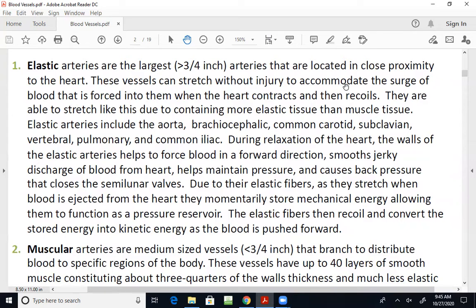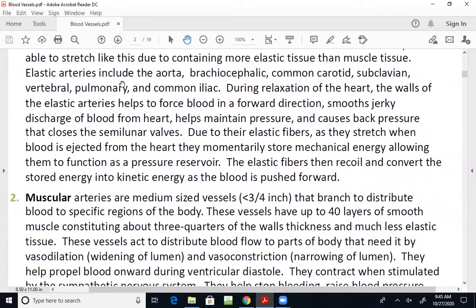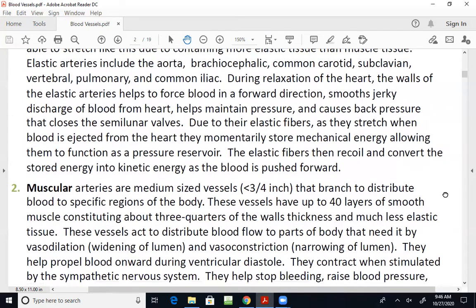These vessels can stretch without injury to accommodate the surge of blood forced into them when our heart contracts, but then they recoil. They are able to stretch like this because they contain more elastic tissue than muscle tissue. Aside from the aorta and the pulmonary arteries, your brachiocephalic up in your neck, kind of upper chest really, your common carotid up in your neck, subclavian in your upper chest, vertebral up in your neck, common iliacs, which are the 2 major ones that feed our legs, are all examples of elastic arteries.